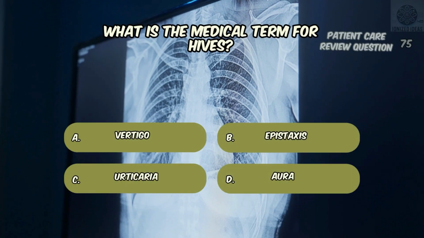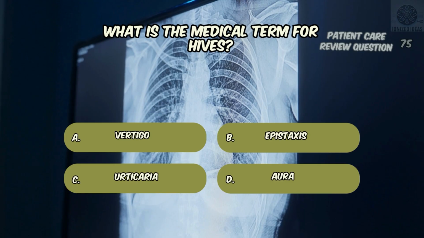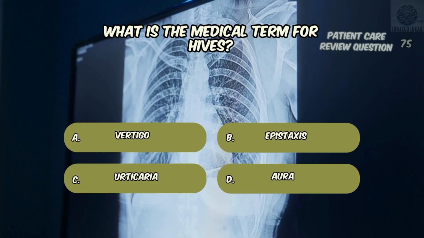What is the medical term for hives? A. Vertigo. B. Epistaxis. C. Urticaria. D. Aura.